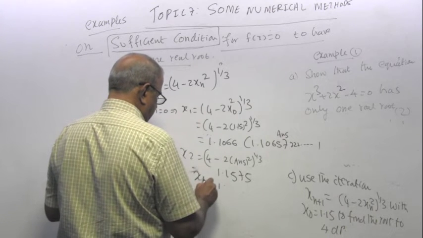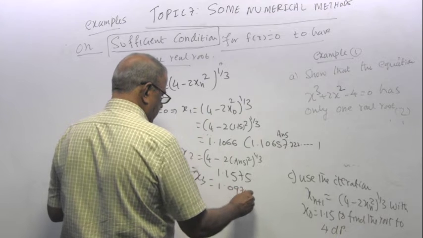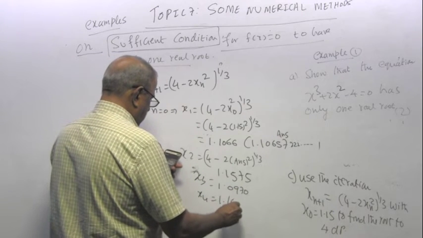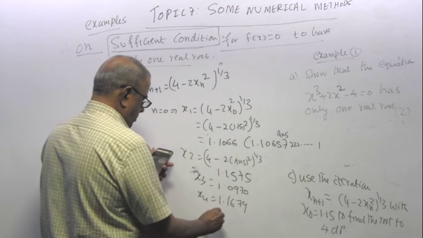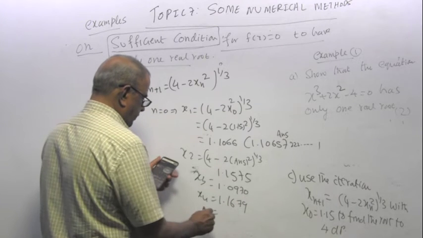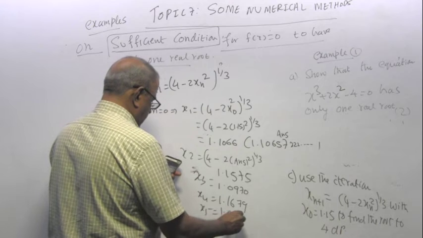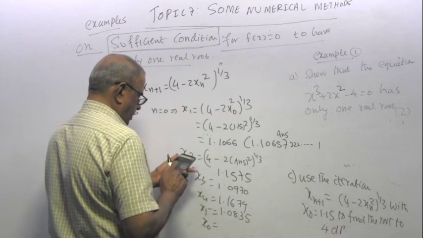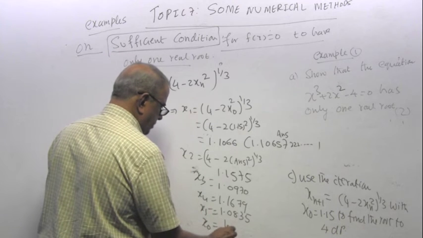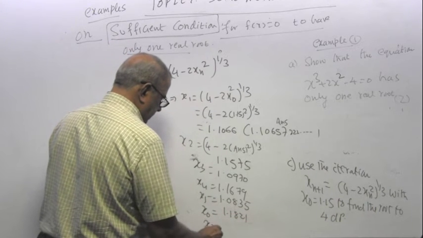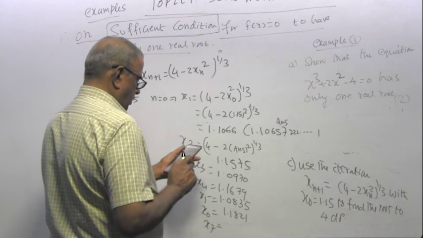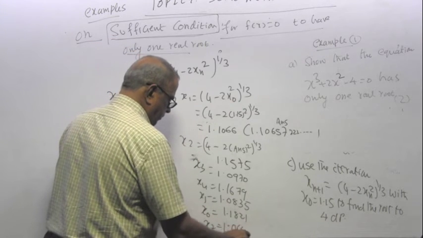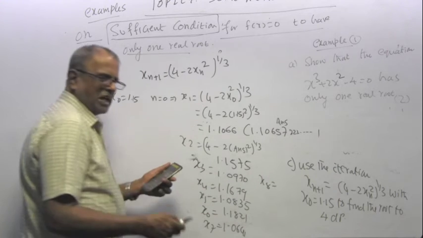x3 is 1.0970. Put equal to, x4 is 1.1679. Put equal to, x5 is 1.0835. Put x6 equal to 1.1821. Put x7 equal to 1.06400641. Put x8 equal to. You keep on doing.